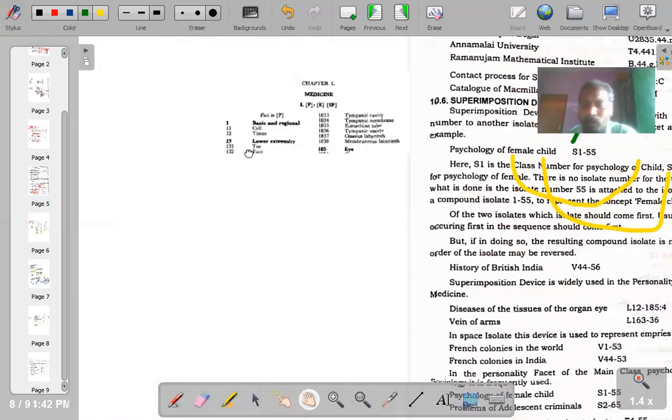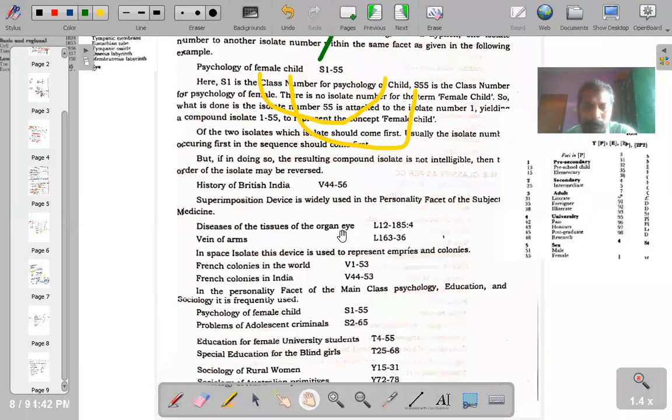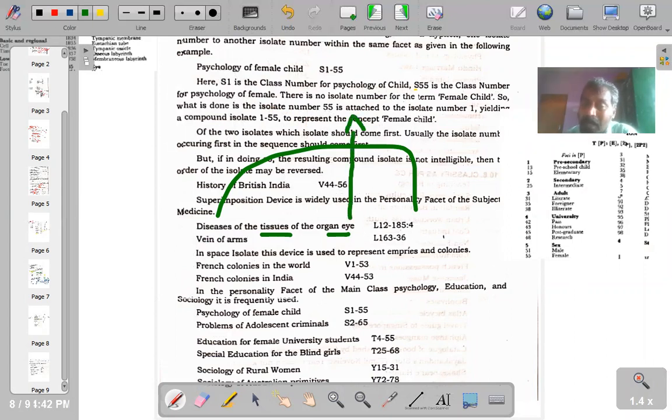For example, let me go to medicine. Let me go to the subject called medicine. Here two interesting titles are there. Let us not worry about the diseases. You all know the number for diseases, colon 4, very well. Here two things are there: one is tissues and another is eye. So we are talking about tissues of the eye, the tissue that you have in your eye. Here I need two numbers. First, I want to know the number for eye.